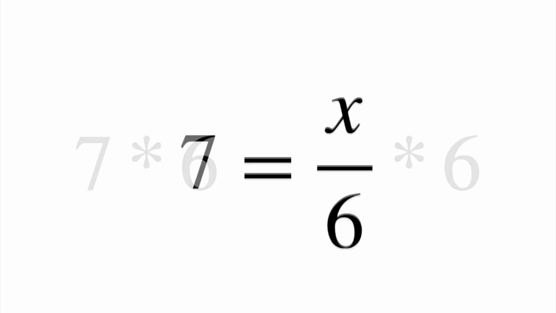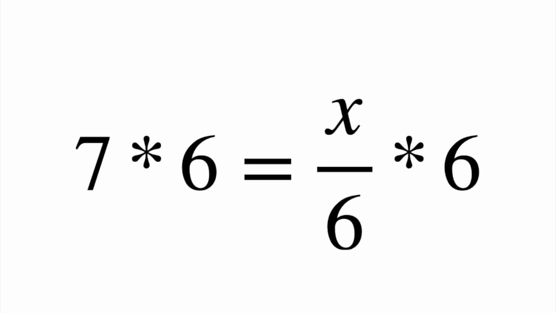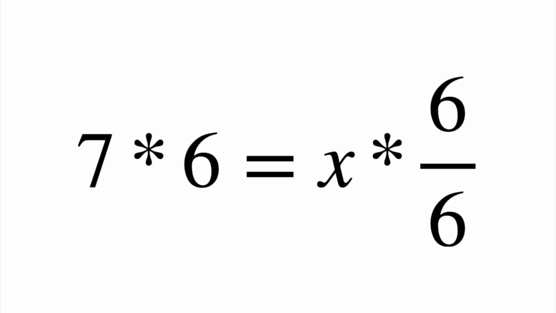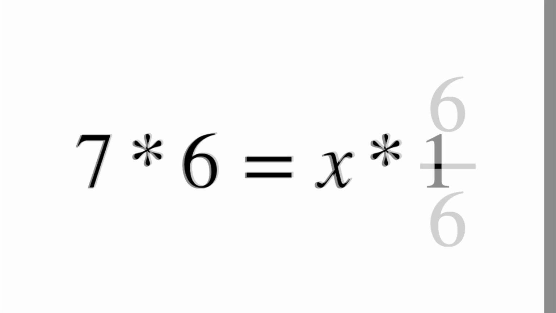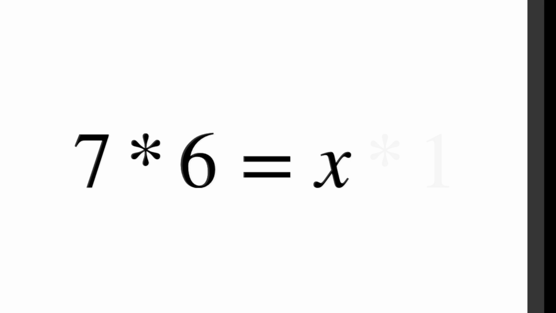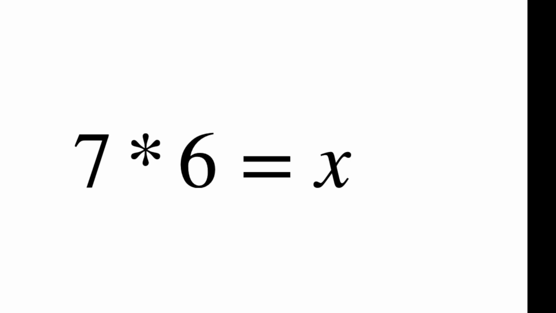In this case, you multiply both sides of the equation by 6. That creates a 6 over 6 on the right, which is equal to 1. X times 1 is just x. So now x is by itself. Meanwhile, on the left, you get 7 times 6. 7 times 6 equals x. Now you can see more clearly what x is and how to find it. It's 42.